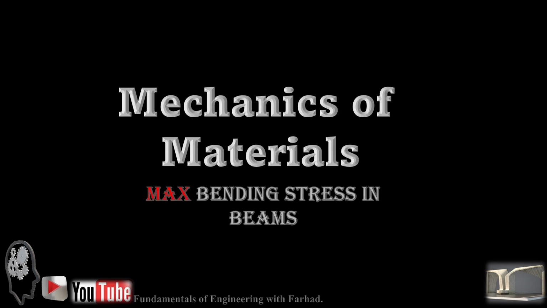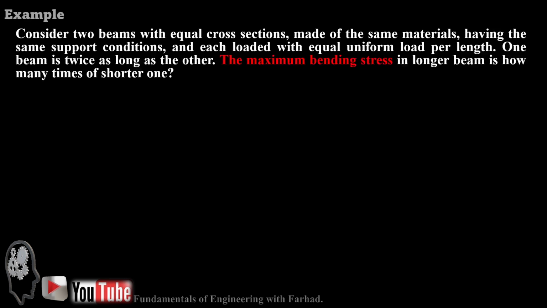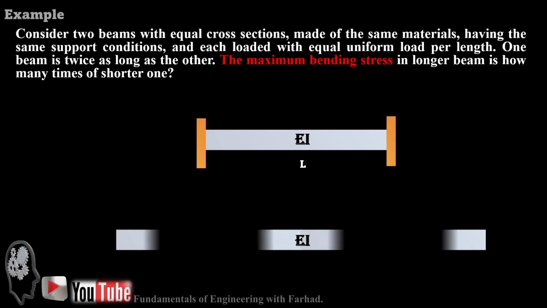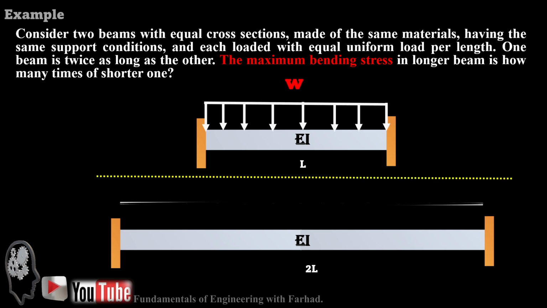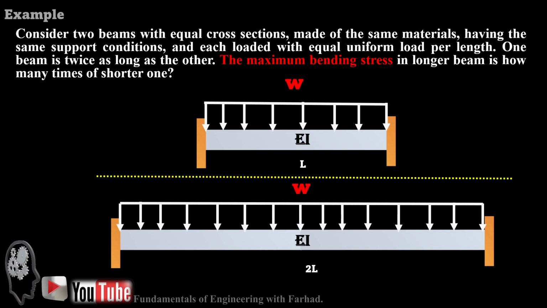Mechanics of materials, maximum bending stress in beams. In this example, we have two beams that are identical in terms of their cross section and material, but differ in length, support condition, and loading. The length of the bottom one is 2L, twice the length of the top one. We want to know the maximum bending stress of the longer beam with respect to the smaller one. These are our answers, and let's approach our problem.